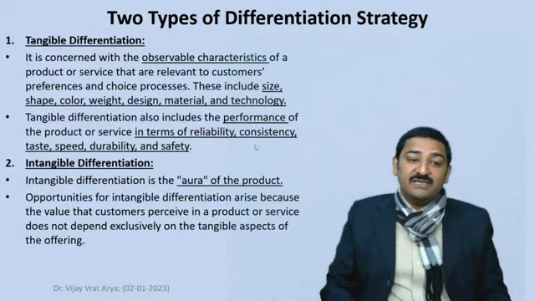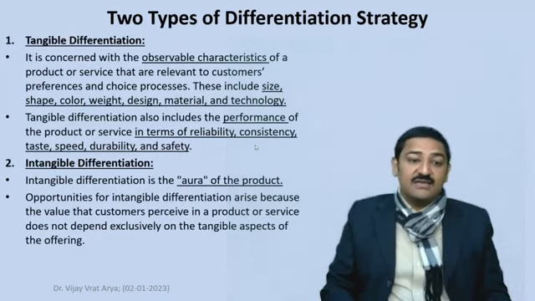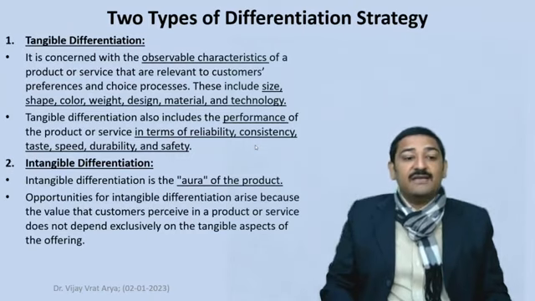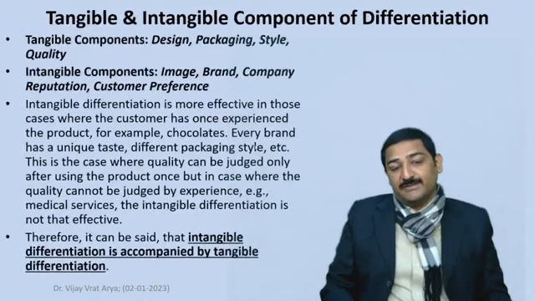At the same time, the tangible differentiation also includes the performance of the product or service in terms of reliability, consistency, taste, speed, durability, and safety. If we refer to the intangible differentiation, then it is a sort of aura of the product, which one can feel but can't see. Opportunities for intangible differentiation arise because the value that customers perceive in a product or service does not depend exclusively on the tangible aspects of the offering.